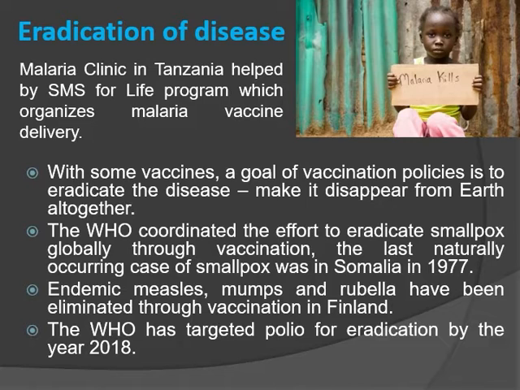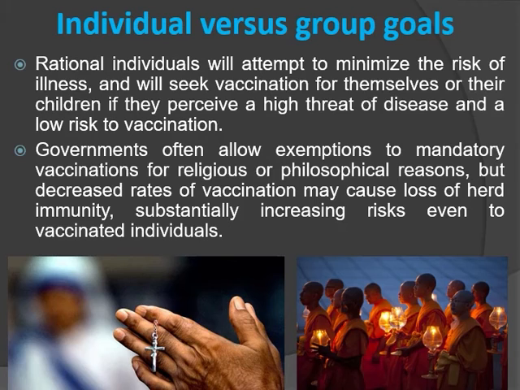Rational individuals will attempt to minimize the risk of illness and will seek vaccination for themselves and their children if they perceive a higher threat of disease and a low risk to vaccination. However, if a vaccination program successfully reduces the disease threat, it may reduce the perceived risk of disease enough so that an individual's optimal strategy is to encourage everyone but their family to be vaccinated, or, more generally, to refuse vaccination at coverage levels below those optimal for the community.